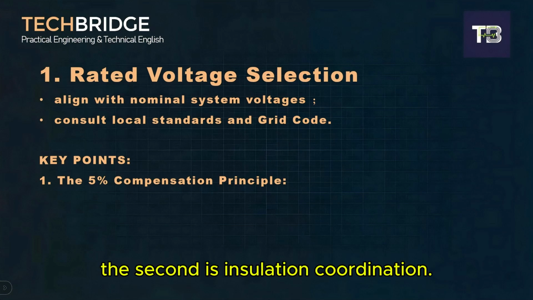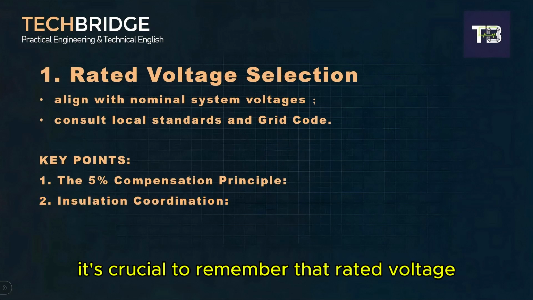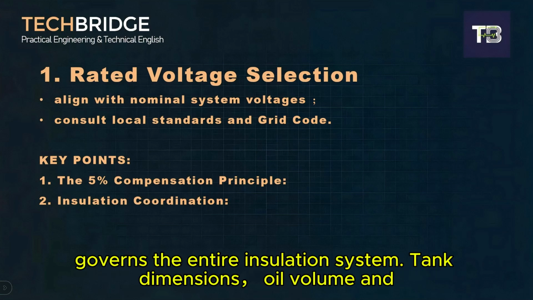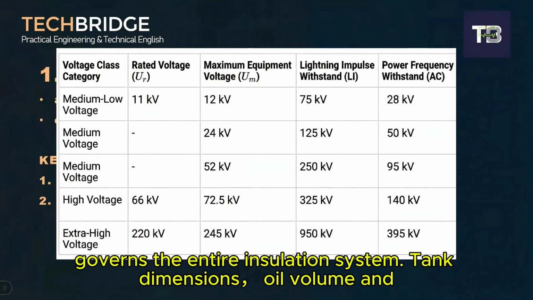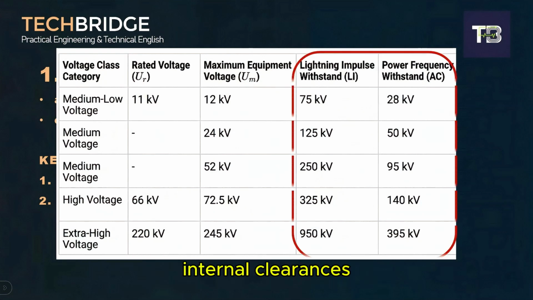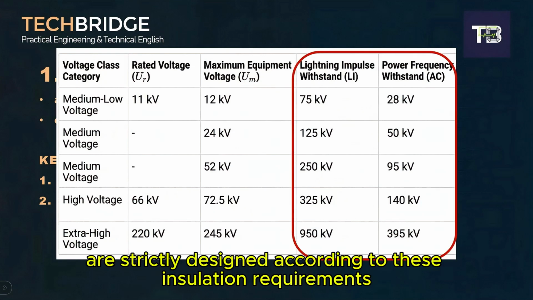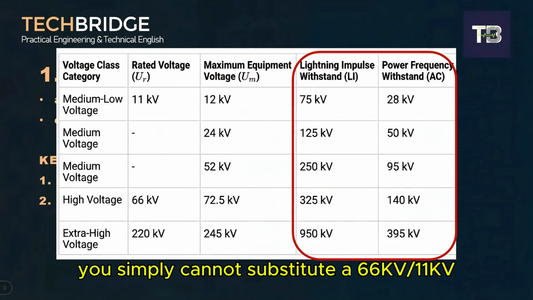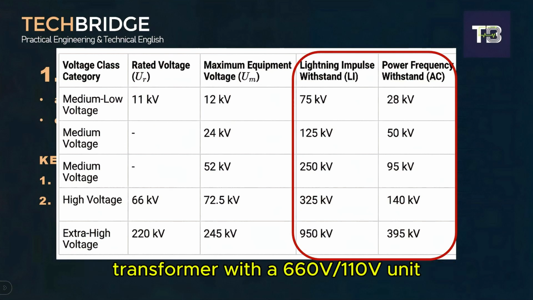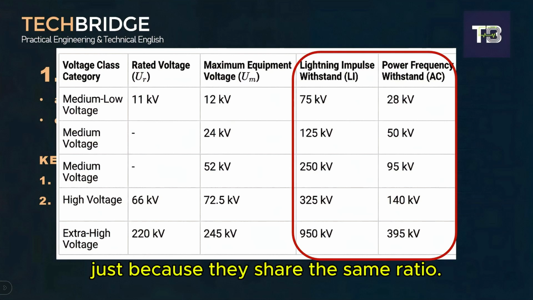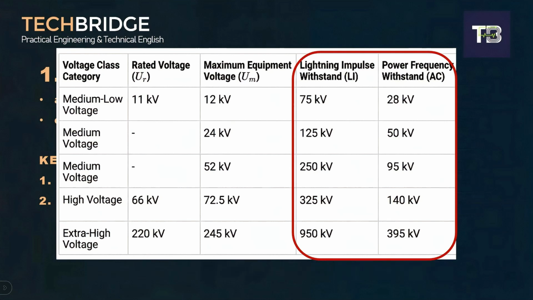The second is insulation coordination. It's crucial to remember that rated voltage governs the entire insulation system. Tank dimensions, oil volume, and internal clearances are strictly designed according to these insulation requirements. You simply cannot substitute a 66 kV/11 kV transformer with a 660 volt/110 volt unit, just because they share the same ratio.